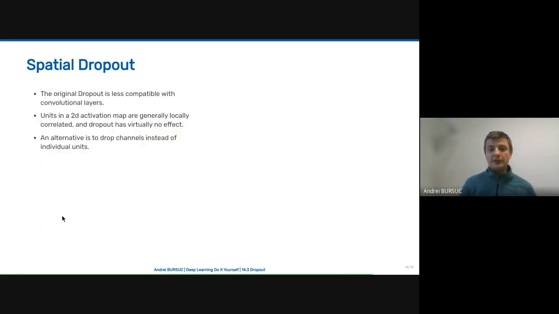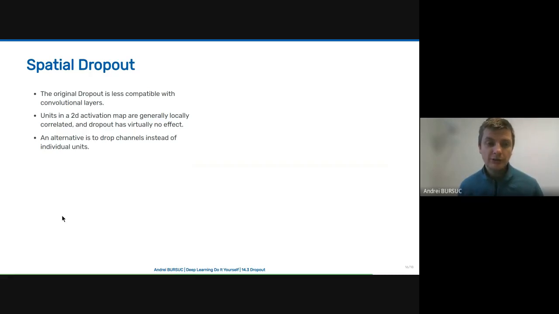As I said, dropout was initially introduced in particular for fully connected layers, because that's where we have the large chunk of weights. By design, it's a bit less compatible with convolutional layers. What's a common practice is to drop channels when using it in convolutional layers. We name it differently: we call it spatial dropout, and the behavior is a bit different. We drop channels instead of individual units.